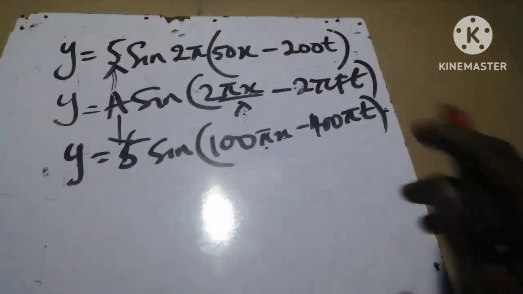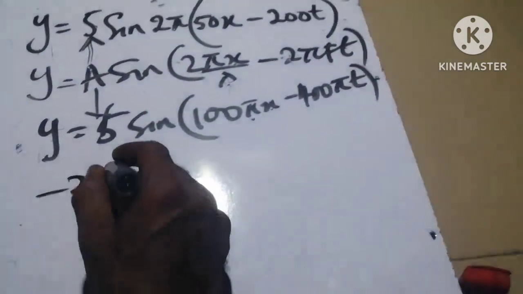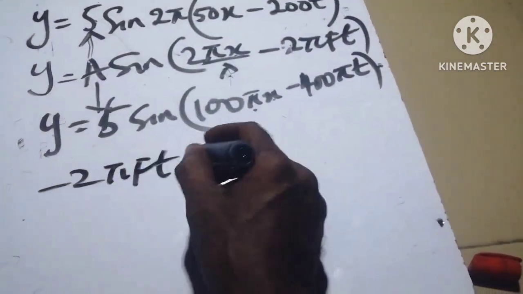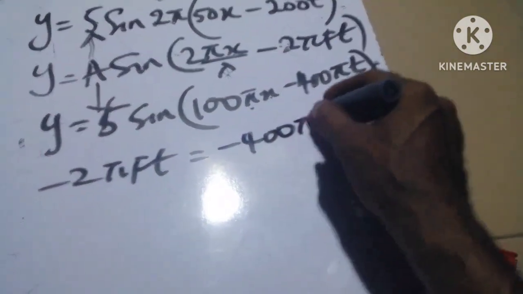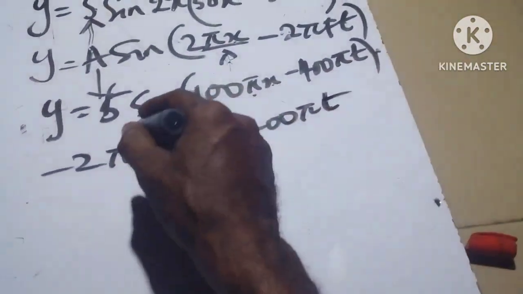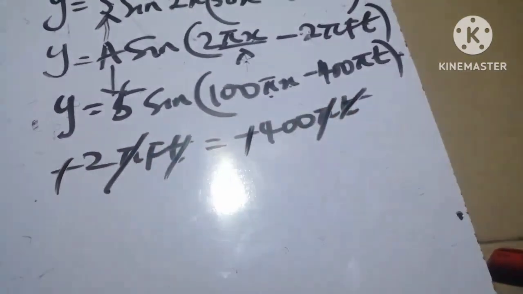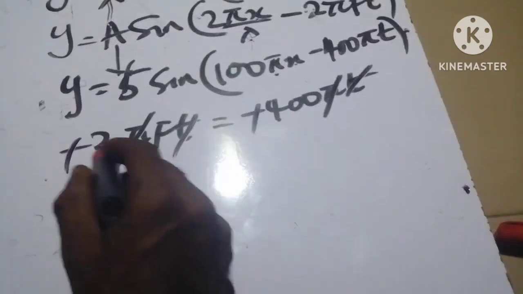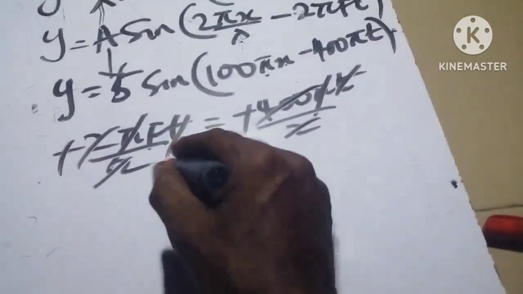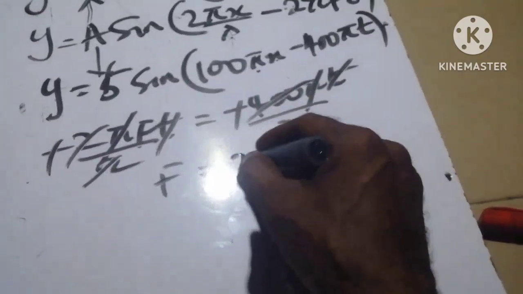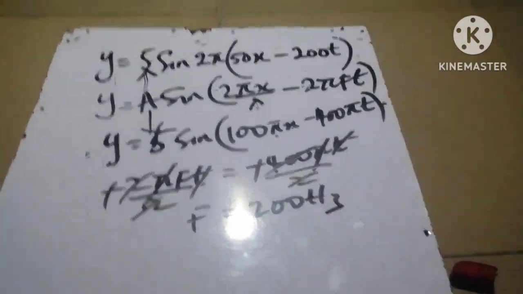Now if the question says you should find frequency, what will you do? You take this down: minus 2 pi ft is equal to this one, minus 400 pi t. So we cancel pi, we cancel t, we cancel minus. What you have left is 2f equals 400. So divide here by 2, divide here by 2. This we cancel, this we cancel. Your frequency f now becomes 200 hertz. That is what you do if you're asked to calculate frequency.